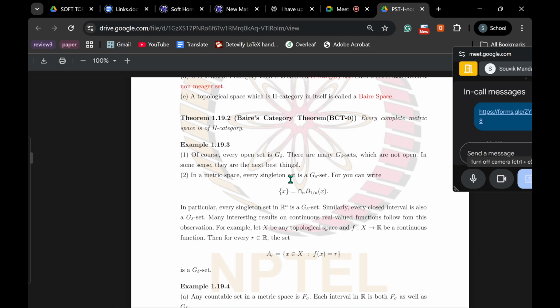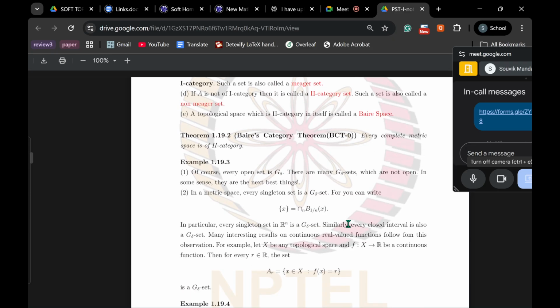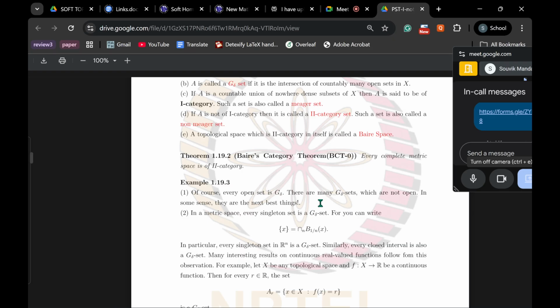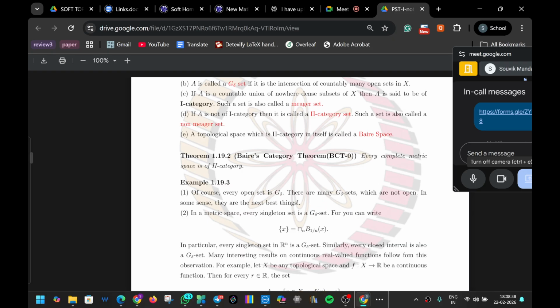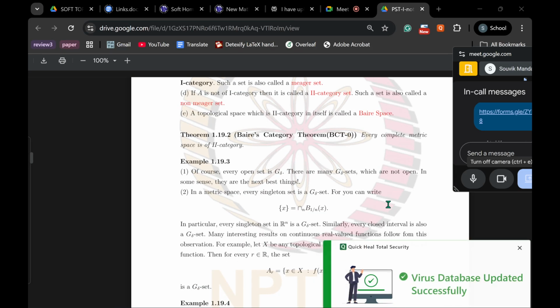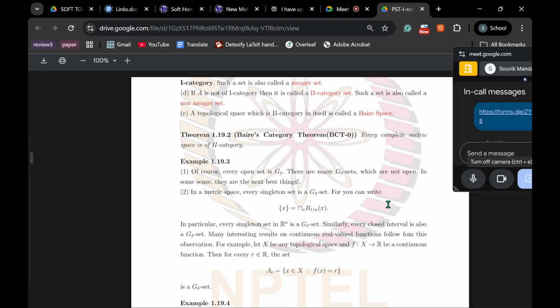Sir, are these theorems used in the later part of topology? One minute. Yes. Actually, these things are part of point-set topology part 2. If you follow any other textbook, part 1 of point-set topology doesn't require these things. Okay.